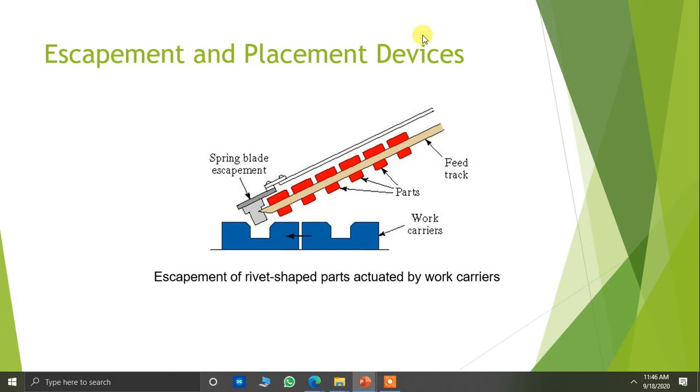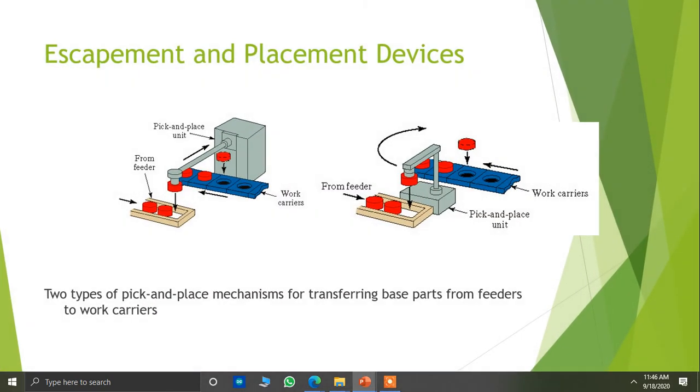So you have a feed track for transferring these objects. You have escape and placement devices which are also controlled by a pick and place mechanism, where parts from the feeder are fed onto your work carriers. It's a kind of linear robot or linear end effector device which will transfer in both linear axes, vertical and horizontal. But here you have a rotary thing too, linear and rotary together, where it lifts off and then places it onto the position.